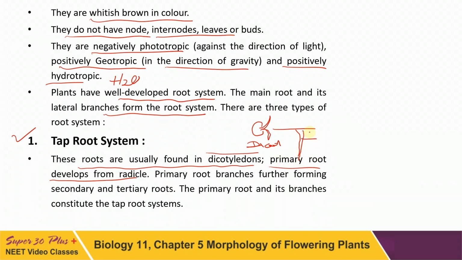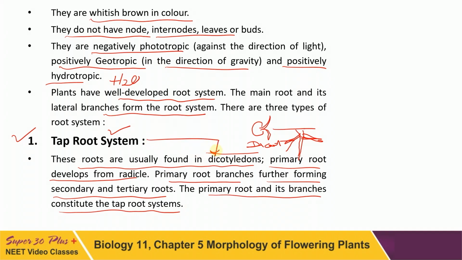This is the primary root. From this primary root, the secondary roots will come out in the form of branches, and from the secondary roots, the tertiary roots will come out. All this together will make the taproot system. So here, the primary root branches further, forming secondary and tertiary roots, and the primary root and its branches all together make the taproot system. And the taproot system is found in the case of dicots.